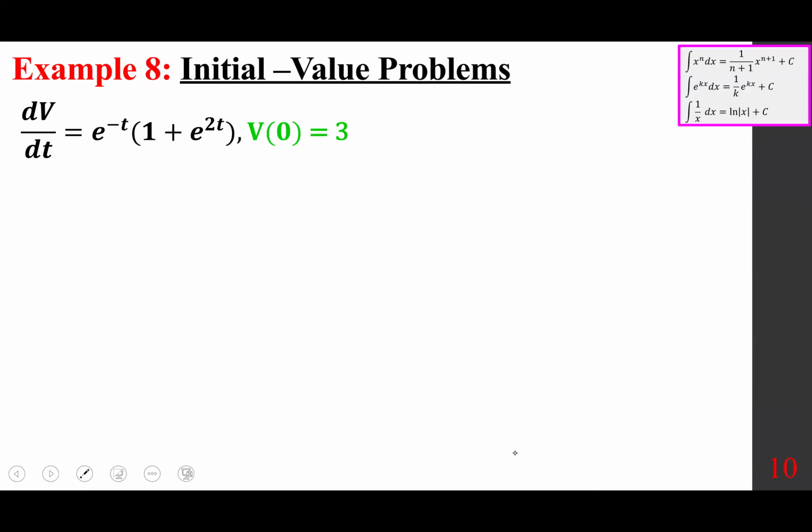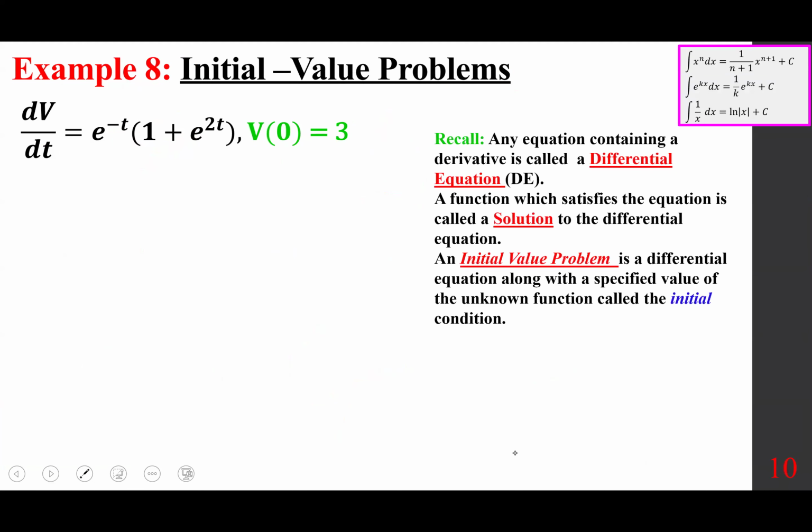Initial value problem. So what is an initial value problem? Recall, any equation containing a derivative is called a differential equation, or DE. So everything we've done with regards to integration is really solving a differential equation. A function which satisfies the equation is called a solution to the differential equation.